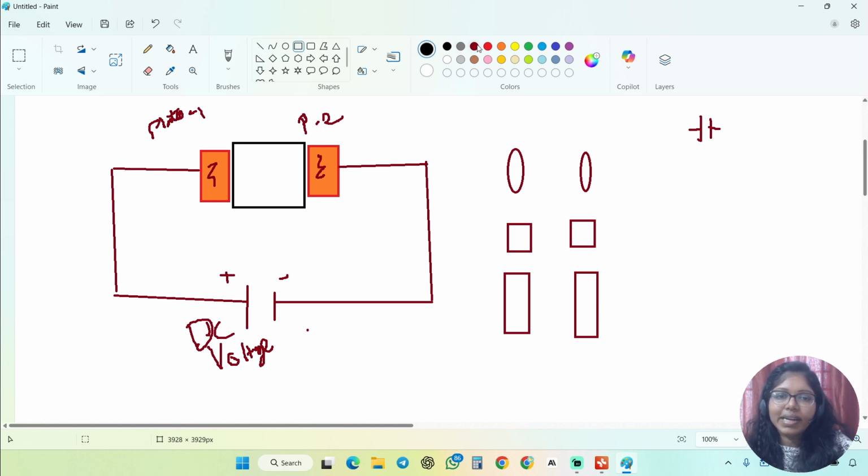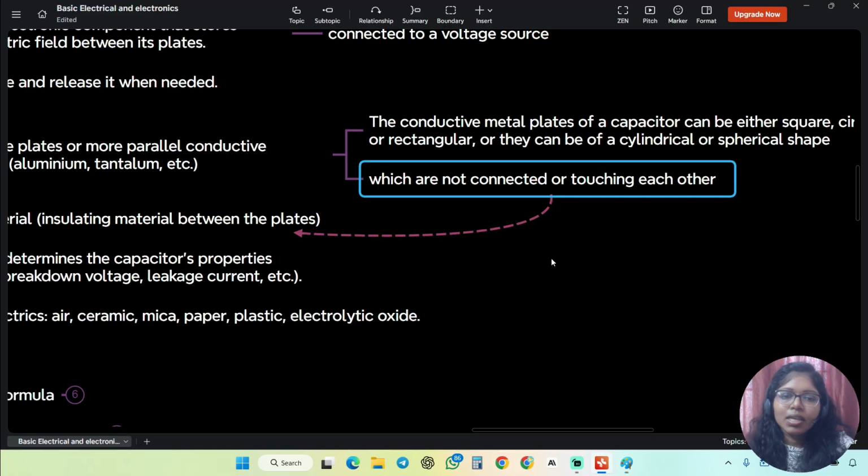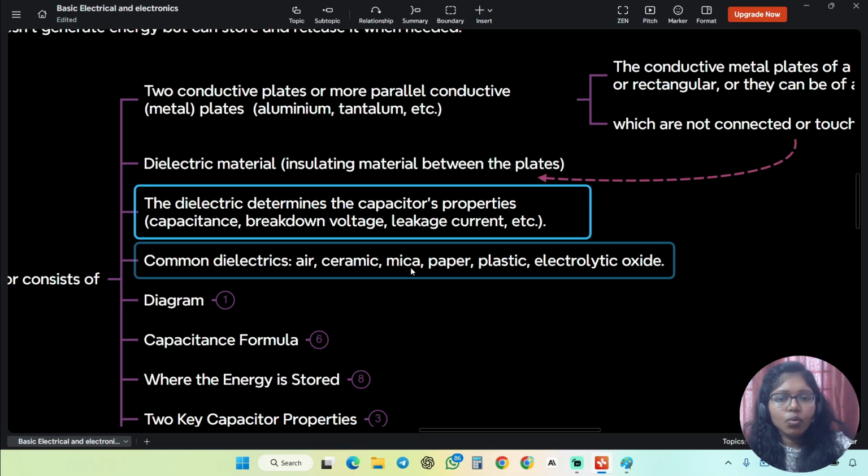This is called an insulating material. Also, we call it a dielectric component, which is not going to conduct anything. So that dielectric material acts as an insulating material between your plates. The capacitor is determined by the dielectric material we use.